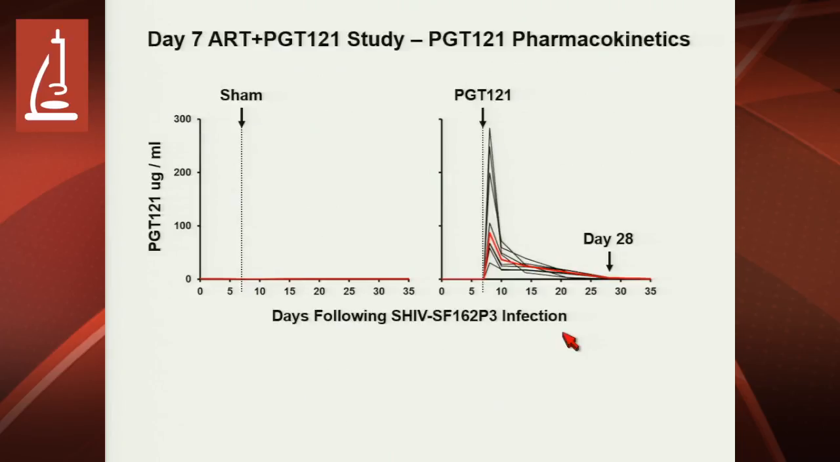So this is the pharmacokinetics of the antibody. The pharmacokinetics is relatively short in the context of acute infection, largely because we think that the huge amount of replicating virus is a sink and really absorbs a lot of the antibody. So the half-life is relatively short, and by 28 days, the antibody is gone.